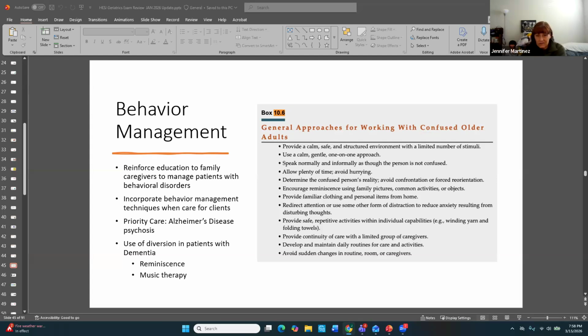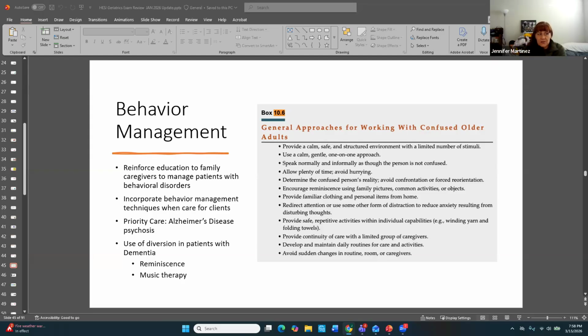Determine the confused person's reality; avoid confrontation or forced reorientation. Meet them where they are. If they're at a bus stop in New York City, then they're at a bus stop in New York City. That's where we're at. Reorientation can just increase agitation. So if they're not able to be reoriented, we want to meet them where they are.